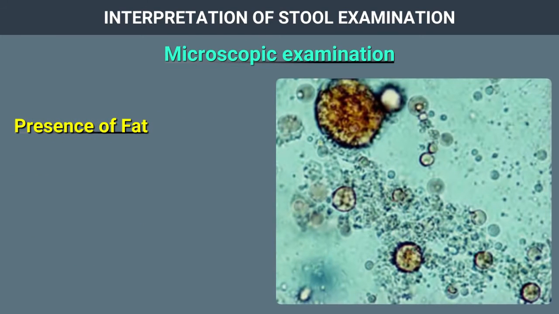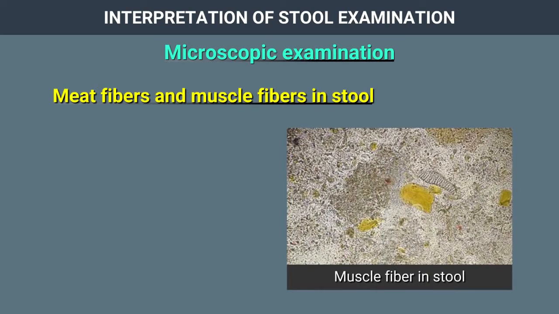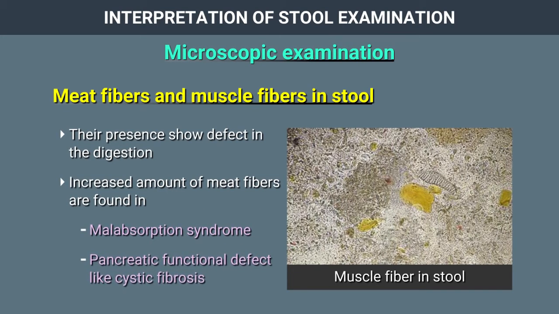Fat. The fat in stool shows the possibility of malabsorption, deficiency of pancreatic digestive enzymes or deficiency of bile. Meat fibers and muscle fibers seen in stool. Their presence show defect in digestion, and increased amount of meat fibers can be found in malabsorption syndrome and pancreatic functional defect like cystic fibrosis.